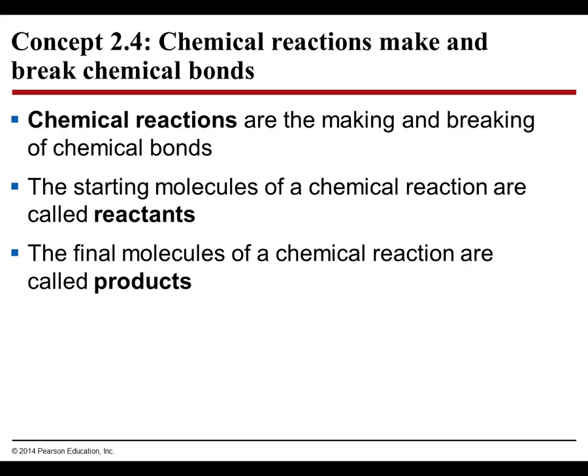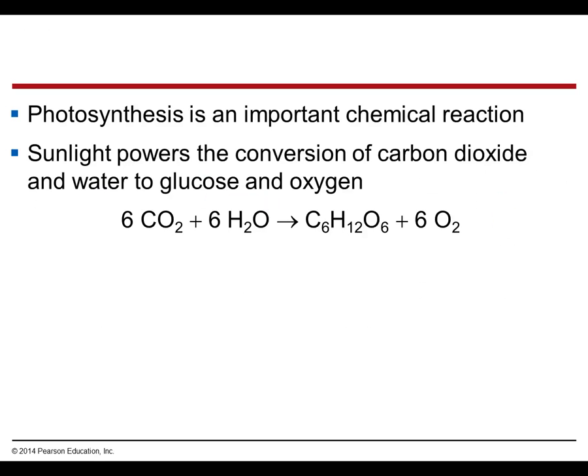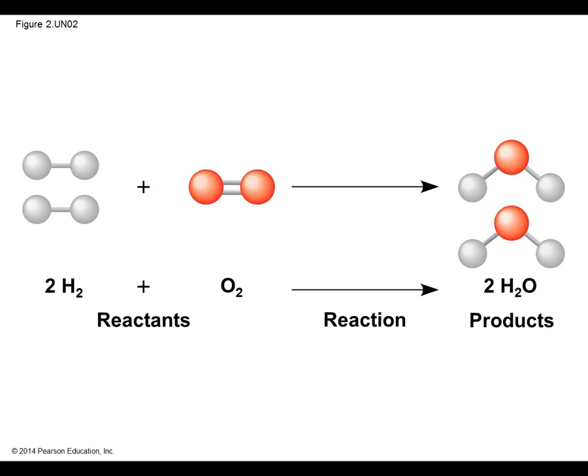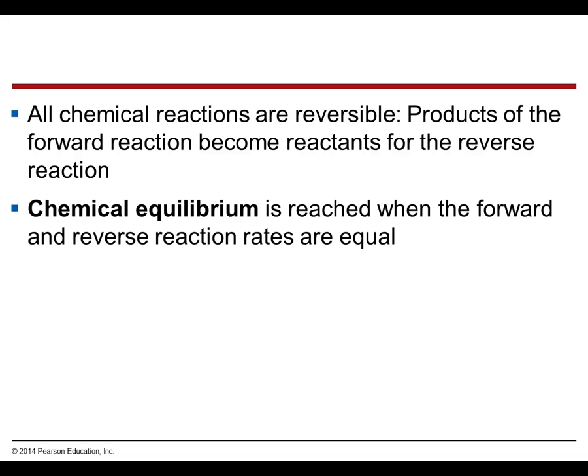The last concept of this mini lecture is 2.4, very brief, chemical reactions. Basically, you have reactants that react to form products, and all chemical reactions are reversible, so products of the forward reaction become reactants for the reverse reaction. Chemical equilibrium is reached when the forward and reverse reaction rates are equal.